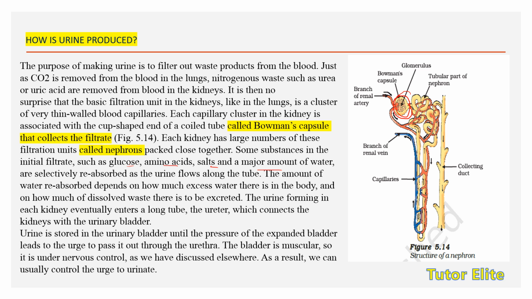The bladder is muscular, so it is under nervous control. As we have discussed elsewhere, as a result, we can usually control the urge to urinate. Yes, we can control urination, but only up to a certain extent. You cannot control it beyond that. So basically in this Bowman's capsule, it collects the filtrate.